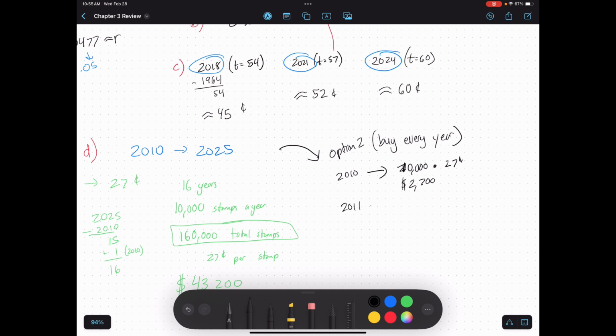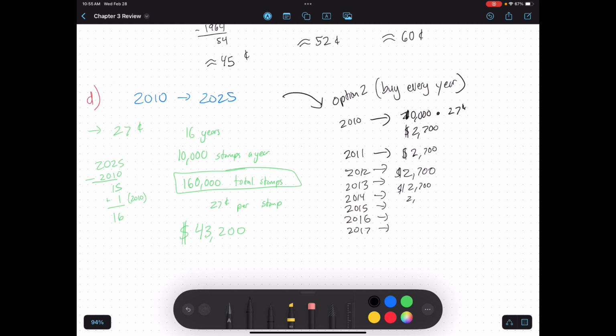Well, 2011 will roll around. Has the price increased? No, price is still the same because the price won't increase until 2018. So stamps are still 27 cents. I'm still buying 10,000, so that's going to be another $2,700. And it turns out that's the same for 2012. That's the same all the way up until 2018 hits. So all the way through 2017, all the prices are going to be the same. It's costing them $2,700 each year.